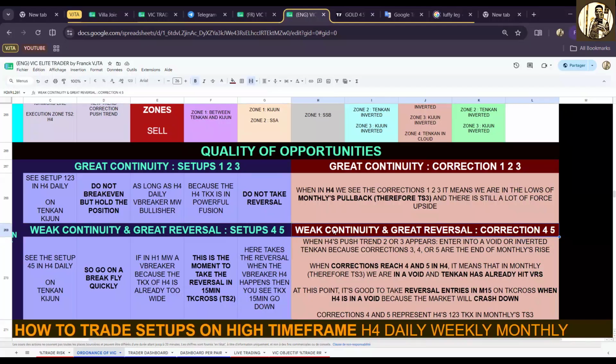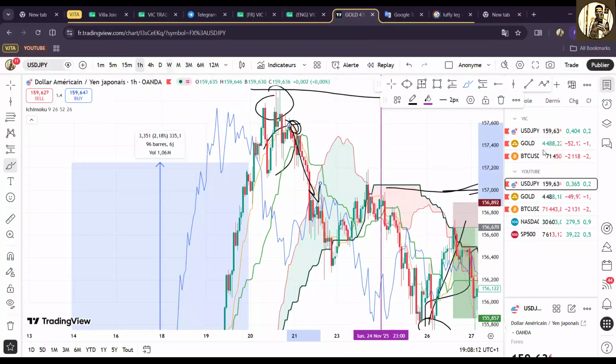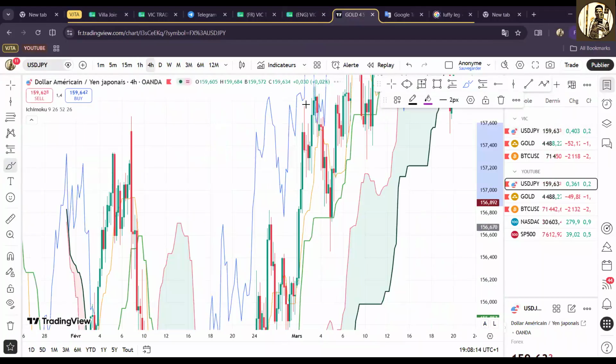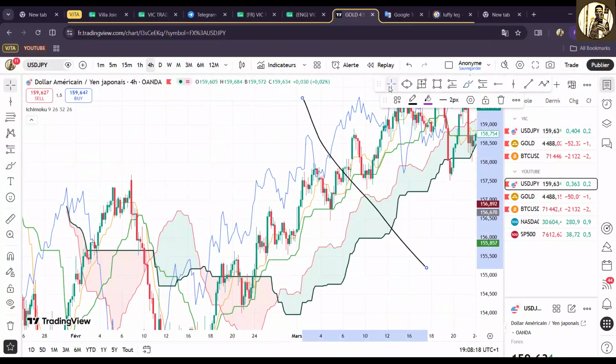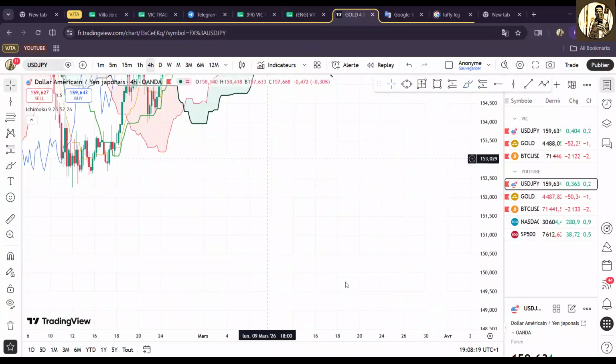We continuity. Now let's talk about the correction. This one was for the setups, you see. Now let's talk about the correction. The correction that I'm talking about here are the corrections of the Viche Ishimoku cycles.